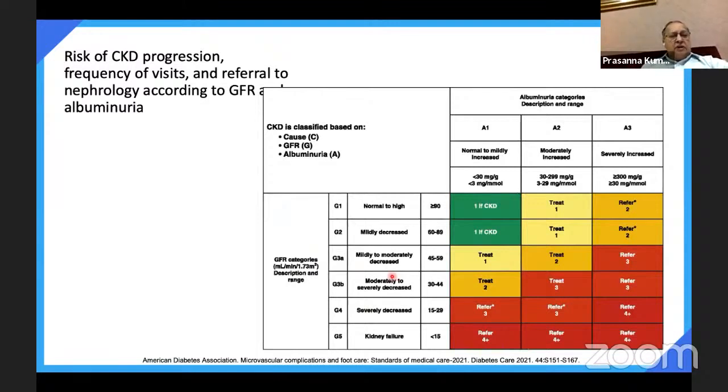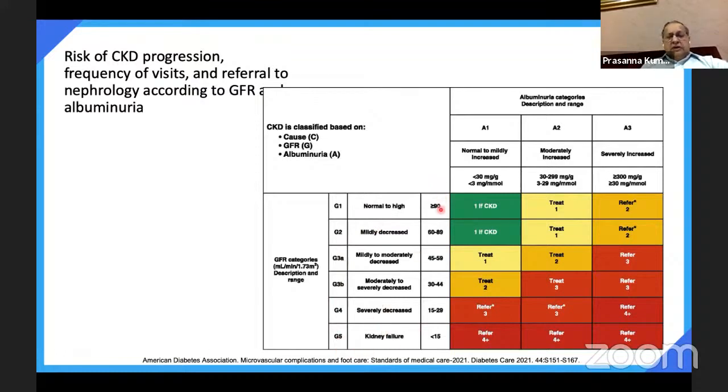Then this is how you see it. Usually CKD means chronic kidney disease. It depends upon two things. One is albuminuria, as you see. Next is eGFR. Then it is graded: G1, normal or high, then G2, G3, G4, G5, when it is renal failure.